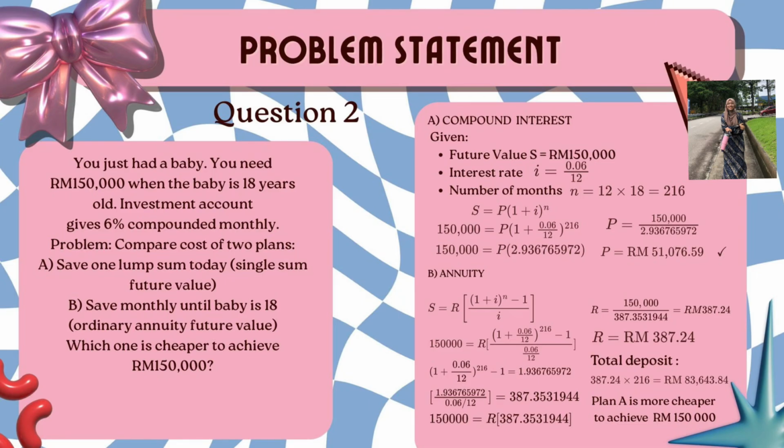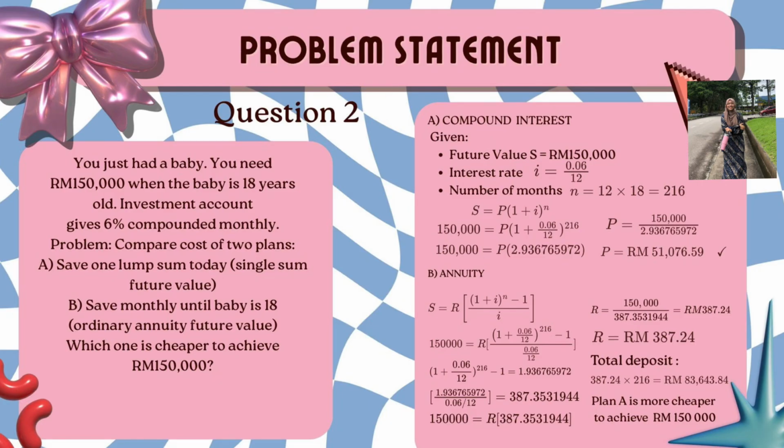For Plan B, we use ordinary annuity, and the formula is S equals R multiplied by the fraction of open bracket 1 plus i raised to the power of n minus 1 close bracket divided by i.